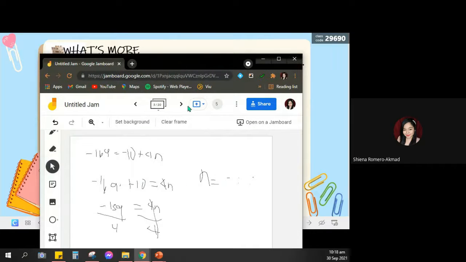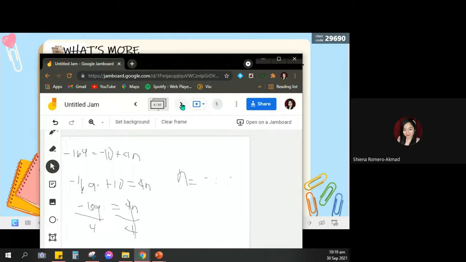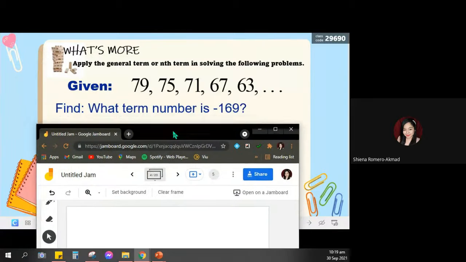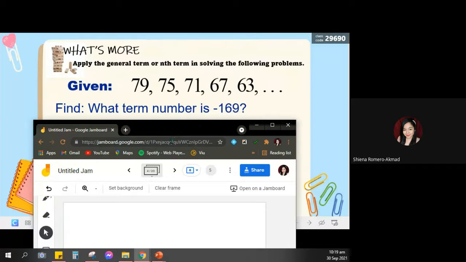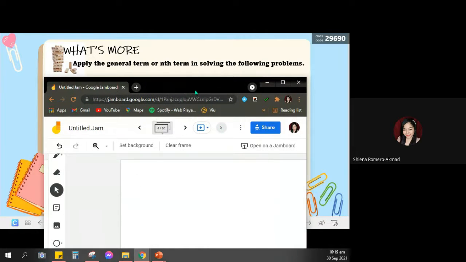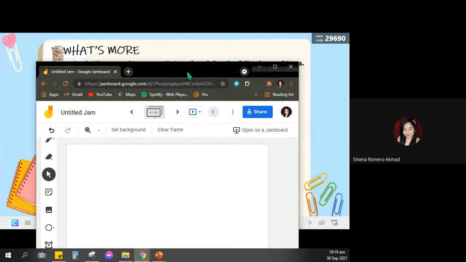Ganito po bang formula yung gagamitin? Dito ka na sa 4. Ganyan po bang formula yung gagamitin? Or dapat n term ang ginagamit? I mean, the general term itself. Or kailangan mo muna dapat kunin yung general term nito. Ano ba yung general term niya? Pakita ko sa inyo yung general term niya. Nasaan na yung pen ko? Ayan. Sige, go.